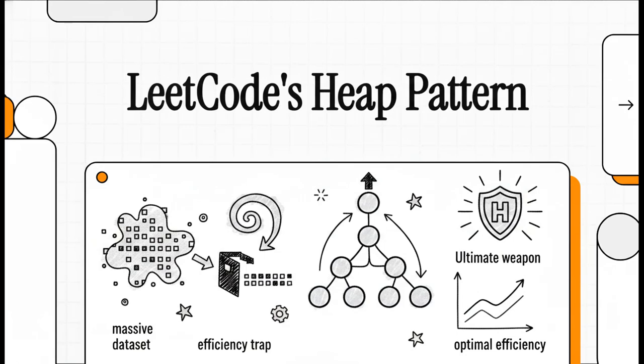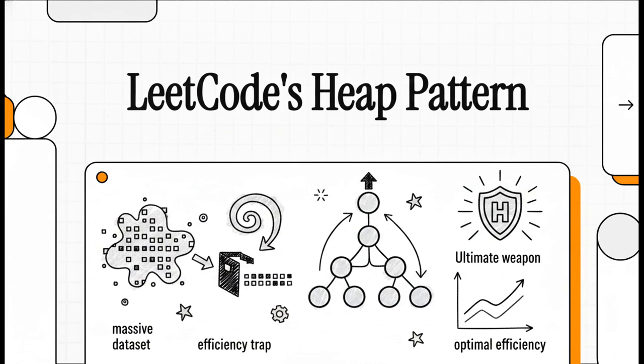All right, welcome to today's explainer. Today, we're taking abstract algorithm problems and turning them into one unified, incredibly efficient strategy. You know that feeling when you're staring at a massive data set and your fingers just automatically start typing out a sorting function? Well, you might actually be falling into a pretty common efficiency trap.